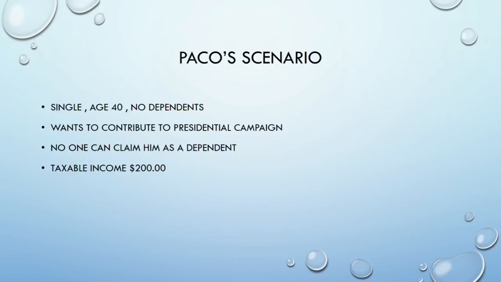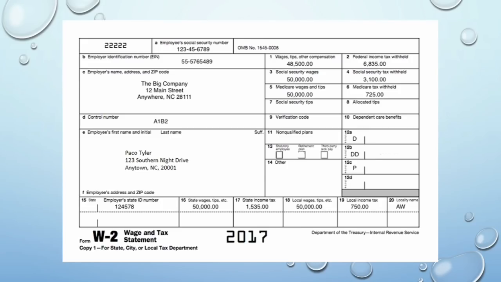He's single, age 40, no dependents, wants to contribute to the presidential campaign. He has no one to claim him as a dependent, and his taxable interest is $200. Here is Paco Tyler's W-2 form.